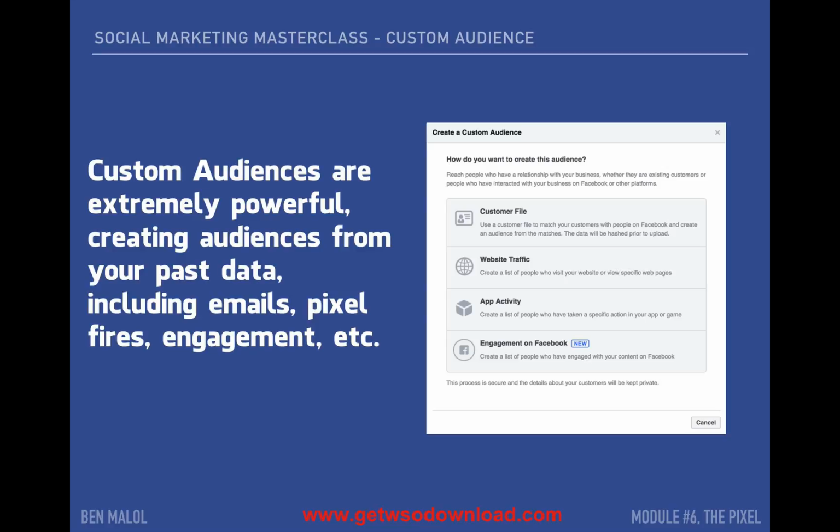You're creating audiences from your past data, which can be basically emails, pixel fires, engagement on your post, video views, etc. And by past data, you're basically taking the customers that either bought from you or visited your website or engaged with your post or watched your video, and you're creating an audience from them. Then you can send out ads to that audience. So if I have a 10,000 email list, I can create an audience from that and then target them with a very specific offer that's relevant to them.